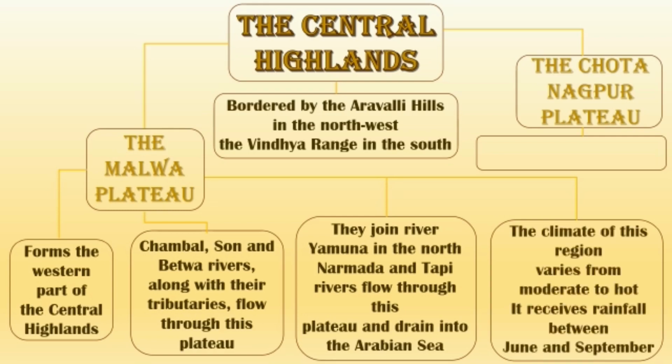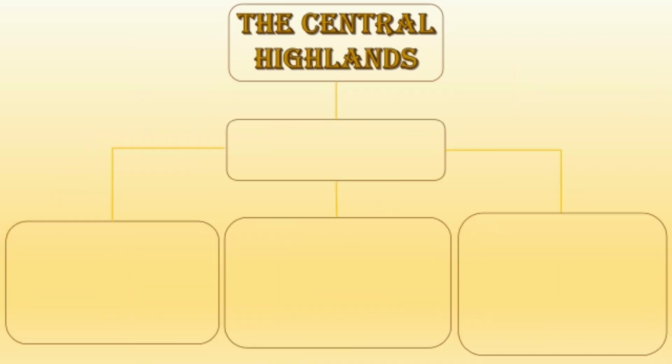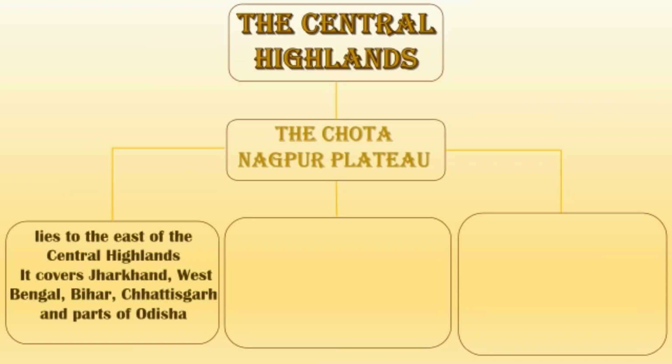The climate of this region varies from moderate to hot. It receives rainfall between June and September. The Chota Nagpur Plateau lies to the east of the Central Highlands. It covers Jharkhand, West Bengal, Bihar, Chhattisgarh, and parts of Odisha.